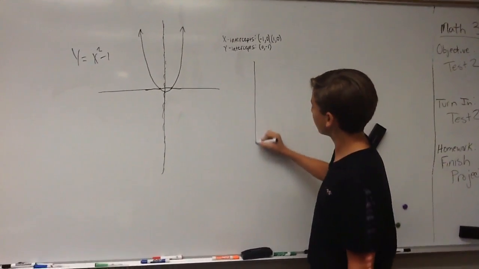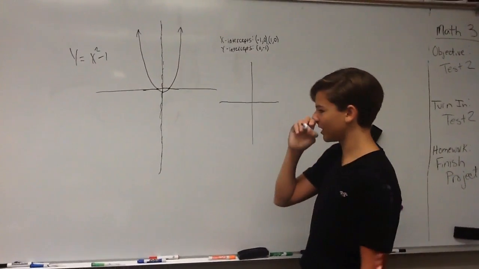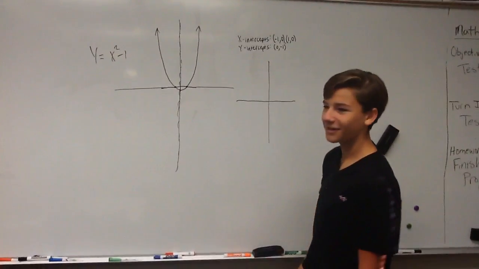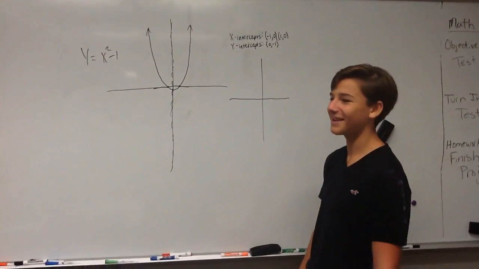An example of a line without symmetry would be, it'd be an exponential.